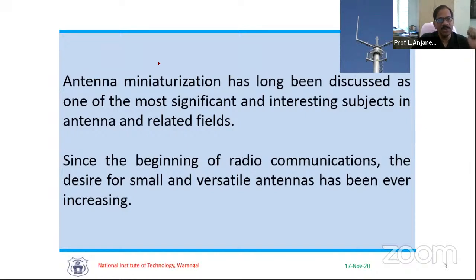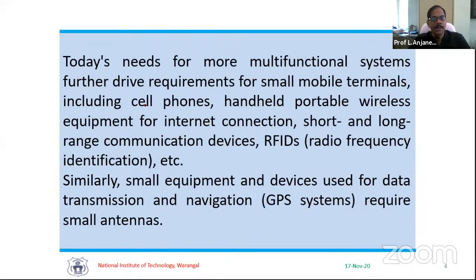So people try to build antennas as small as possible in the given band of frequencies for various applications. It's a very interesting field. From the beginning, what is generally desired is to build very small and versatile antennas. What is required today is more multifunctional systems, which require your mobile terminals, including cell phones and then handheld and portable wireless systems.